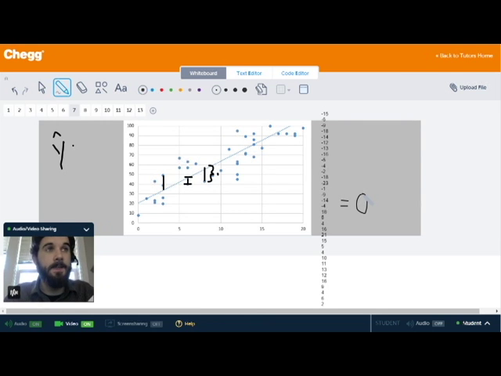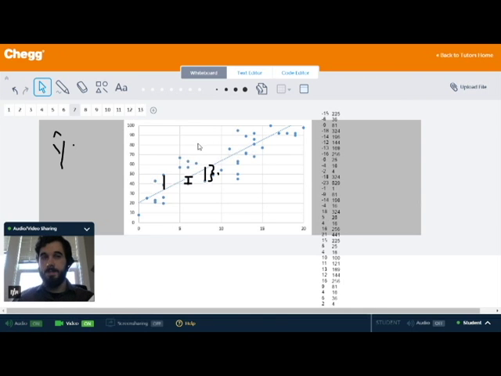So why is that? All of these residuals add up to 0 because there are both positive and negative values. As we saw here, this is a positive residual, this is a negative residual. This happens because the line of best fit goes straight through the middle. The residuals on the bottom add up to the residuals on the top, and they cancel out.